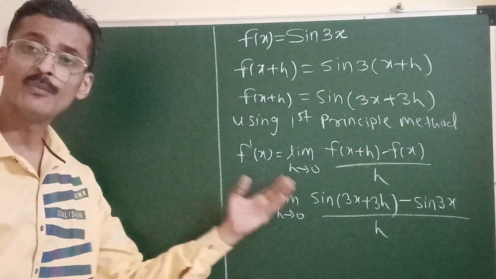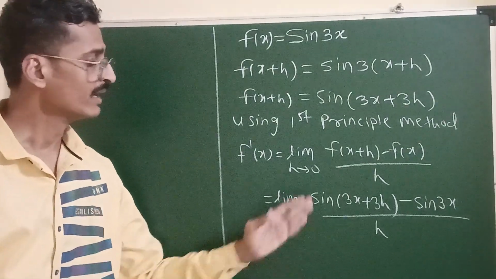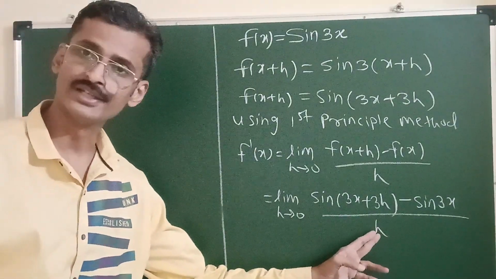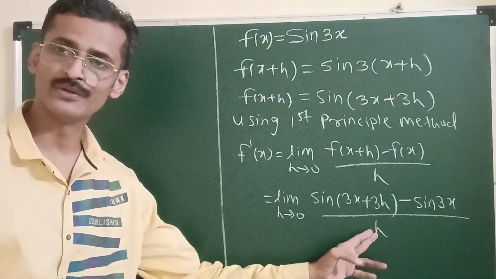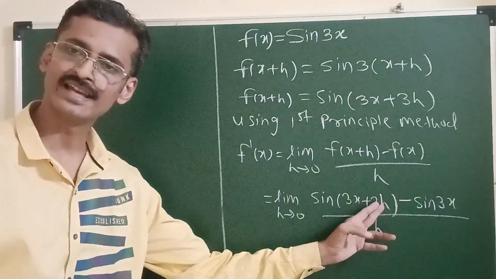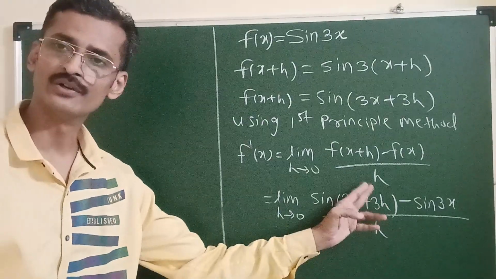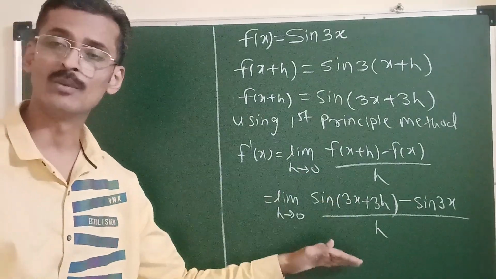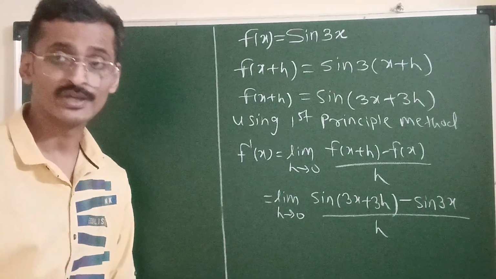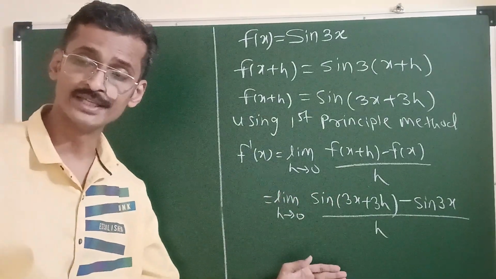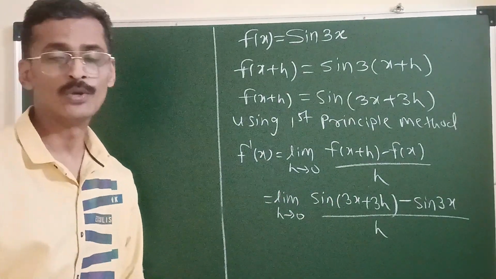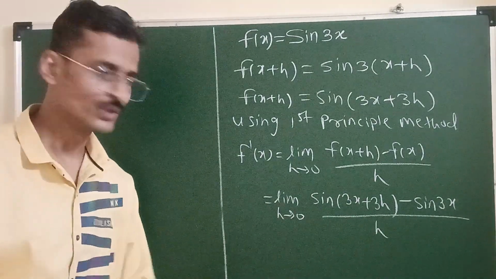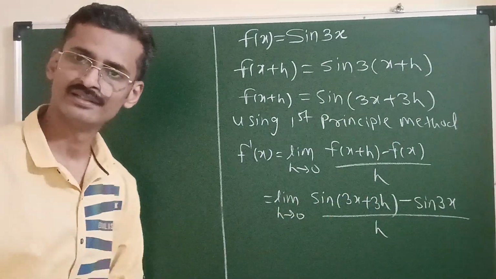Now how can we solve this? Here sine minus sine is given. If we put h equal to 0, this will become 0. So sine 3x minus sine 3x is 0. So this is like 0 upon 0. If our answer is 0 upon 0 for h equal to 0, we know we have to simplify this. Here only h is in the denominator, so we have to simplify this numerator.